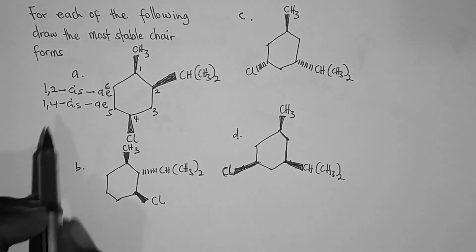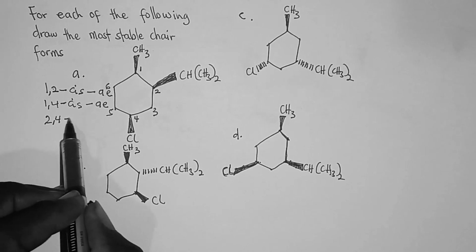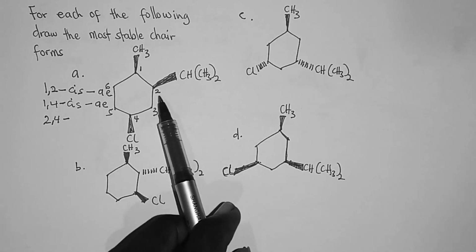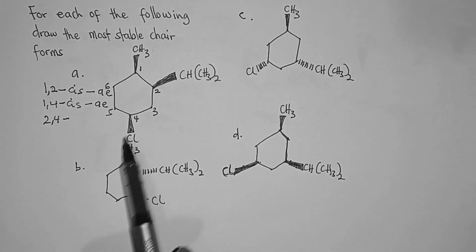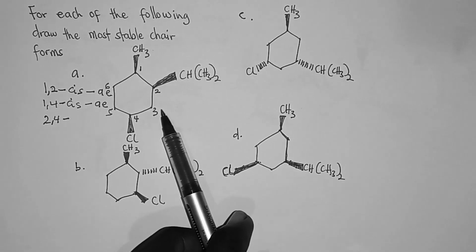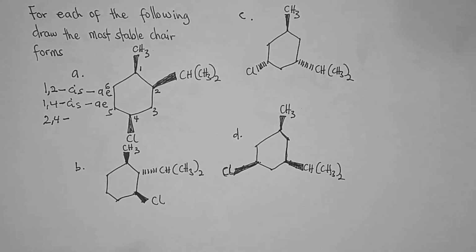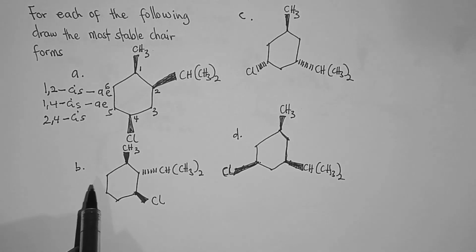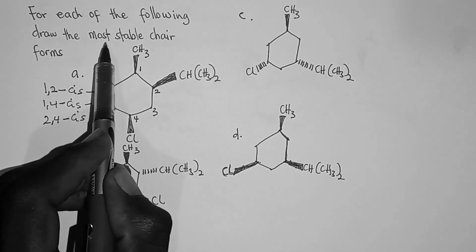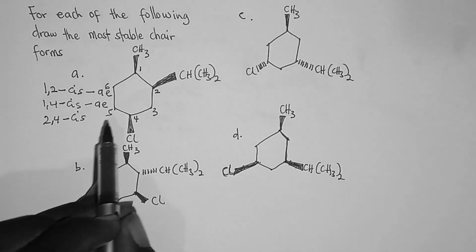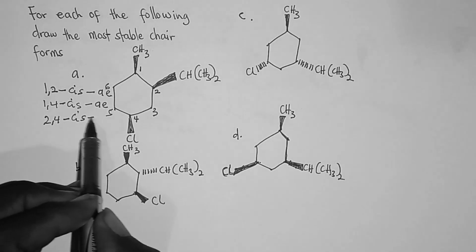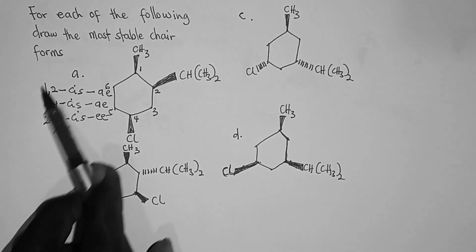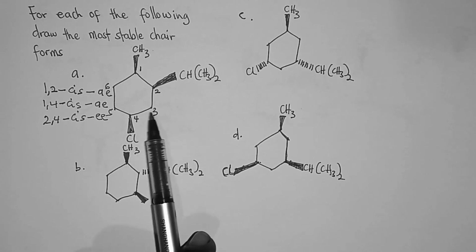Then between the 2,4, if we were to draw this on the chair conformer, the 2,4 is the same as a 1,3 relationship, and it is a cis. So 1,3 cis in a chair conformer is either an EE or an AE relationship. But because we are looking for the most stable conformer, we must put all the substituents in an EE relationship. So let's go ahead using this information to draw the most stable chair conformer.